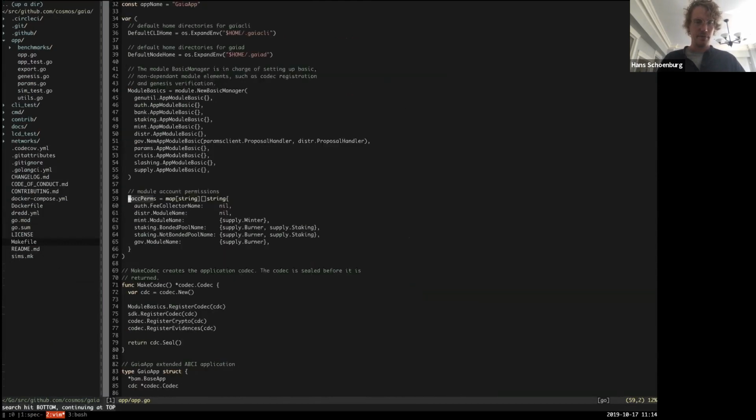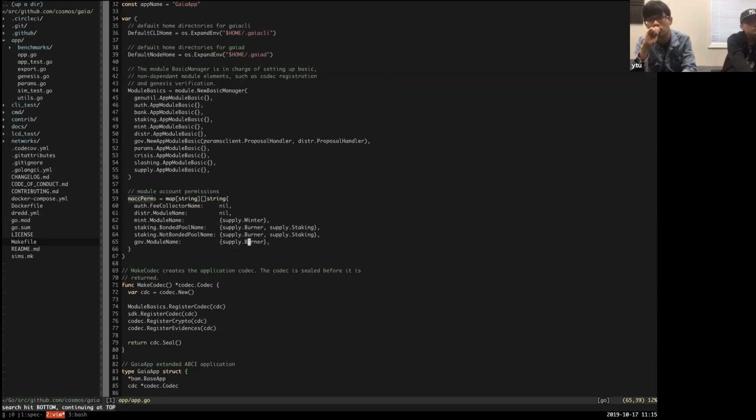MacPerms, where is it? Here. It's a struct of module names and the type of permissions they're granted. The mint module is granted a minter permission. These module names are really the names used for the module accounts. So the bonded pool is a module account, the not bonded pool is a module account, and then gov, mint, distribution. Mint can mint, staking can burn, which is really to delegate or undelegate, and the gov module is granted burning permissions.